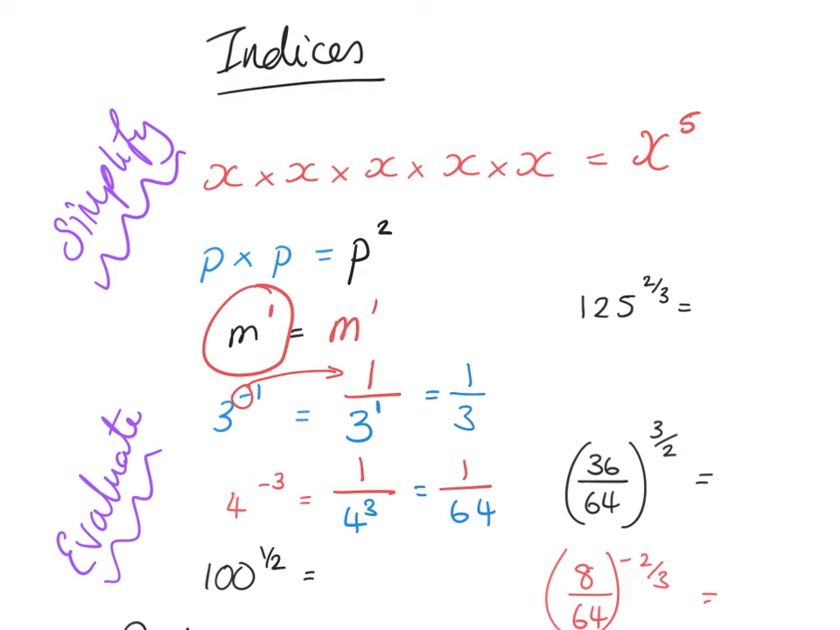The other time you might see indices is with a fraction. Even on the foundation paper you're going to see the fraction. So when you have a fraction, it means that you are going to work this out. So the power of a half means to square root the 100. So that's obviously going to hopefully be 10.